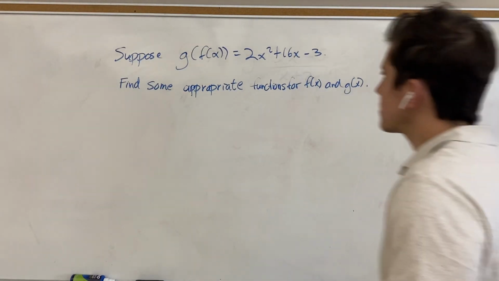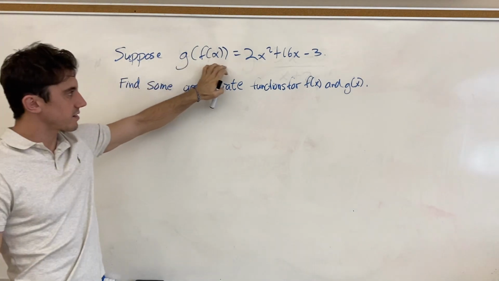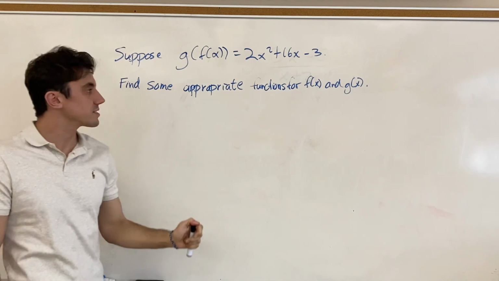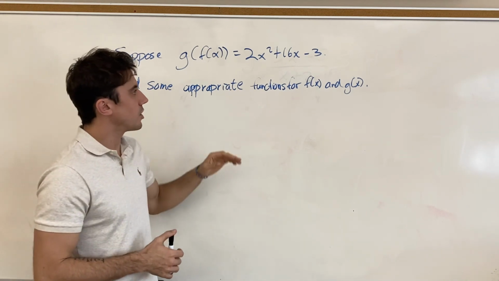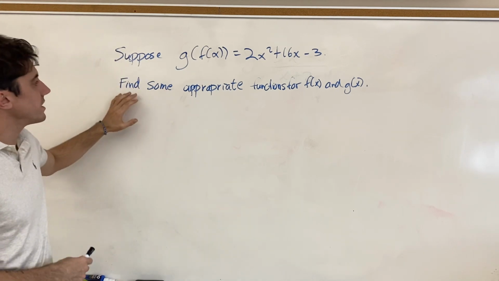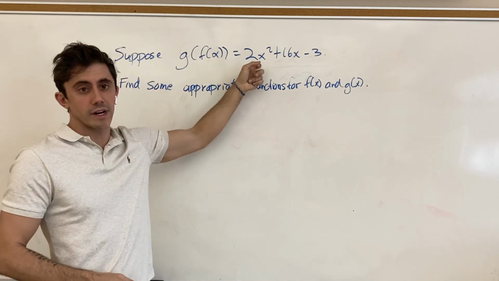Good afternoon, everyone. Today we're going to do an example where we are given the fact that g of f of x is equal to some quadratic defined by 2x squared plus 16x minus 3. Now this is going to be in the composite function section of Precal 12. So our goal is to find some appropriate functions for f of x and g of x that would make this work out nicely, okay?